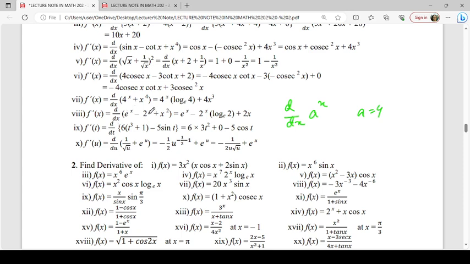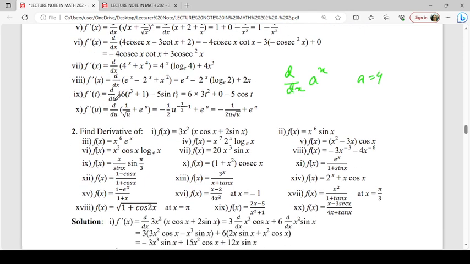Then e to the power x minus 2 to the power x plus x square. So e to the power x gives e to the power x, then 2 to the power x is the a to the power x formula, it is 2 to the power x into log 2 to the base e. Then x square, it is twice x. Then this is with respect to t, it is a function of t.